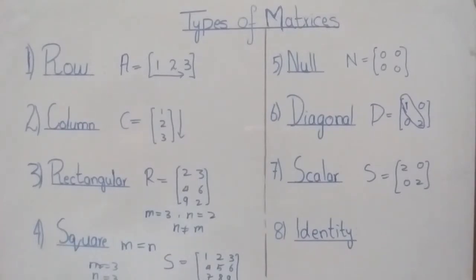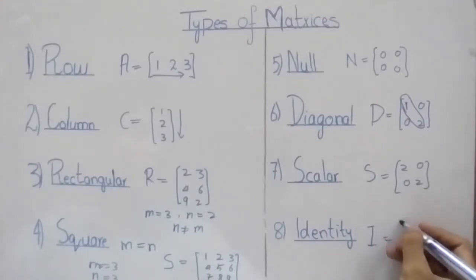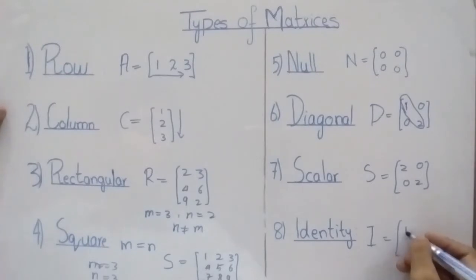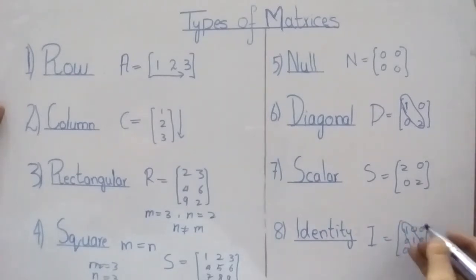On the number 8 we have identity matrix. An identity matrix is a matrix in which all the diagonal entries are equal to 1. For example, matrix I equals 1, 0, 0, 0, 1, 0, 0, 0 and 1. Now all the elements on the diagonal are equal to 1 and the elements other than the diagonal elements are equal to 0. We call this an identity matrix.